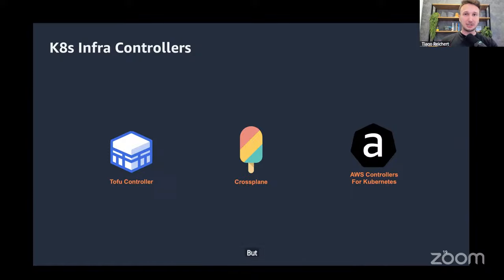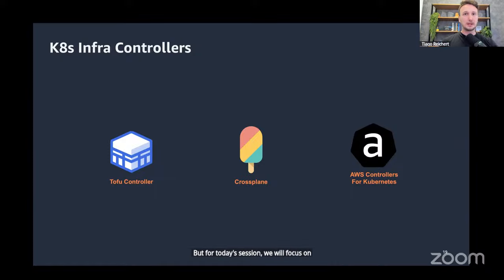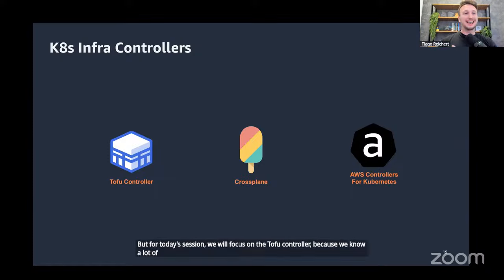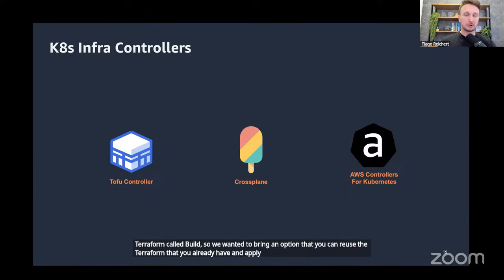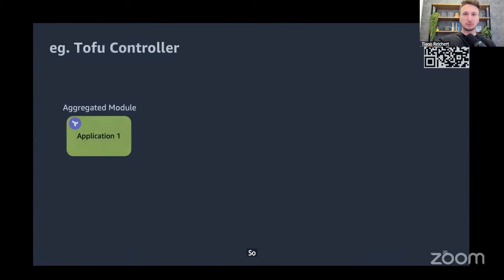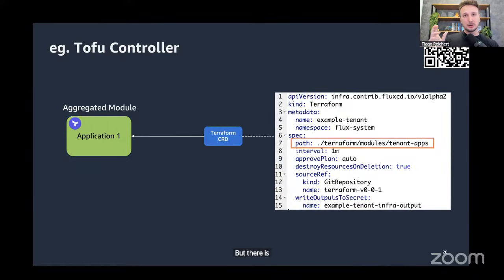But for today's session, we won't focus on Crossplane and ACK. The same concepts will apply as you will see during the presentation. But for today's session, we will focus on the Tofu controller because we know a lot of companies already have Terraform code built. So we wanted to bring an option where you can reuse the Terraform that you already have and apply that from within your cluster. So Tofu controller is similar to these other ones. It's a controller that extends the Kubernetes API. It allows you to create new types of objects, new custom resources. But there is a difference in the Tofu controller compared to Crossplane and ACK.